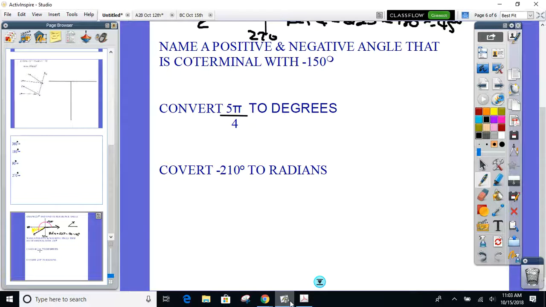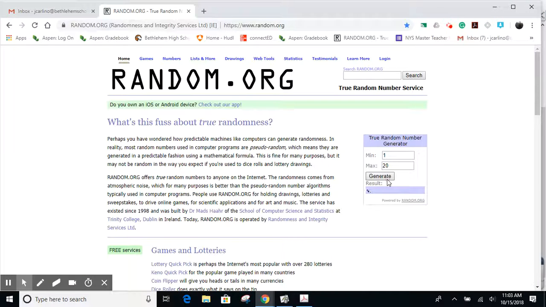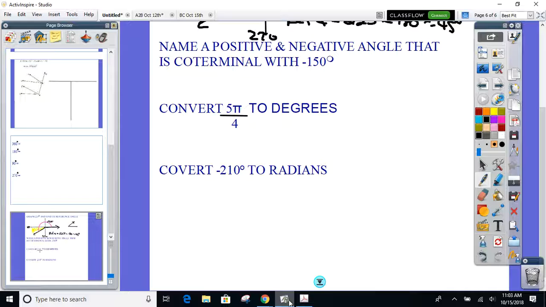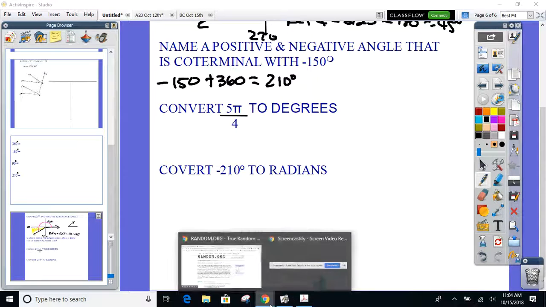What can I do to negative 150 to find one of them? Adding 180 only goes halfway, though. Add 360 to it. Negative 150 plus 360 gives me what? Okay, so there's my positive angle. Could somebody get me a negative angle now? Another negative angle that's the same angle as negative 150.